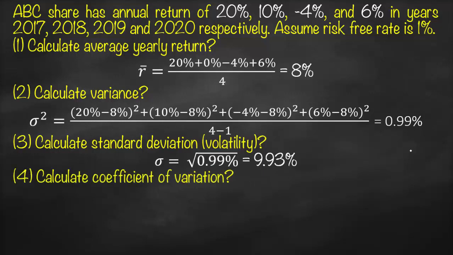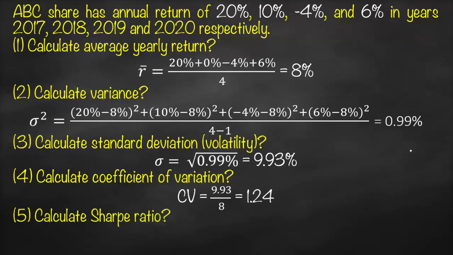The next part of the question is calculate coefficient of variation. The formula of coefficient of variation is risk divided by return. What is the measure of risk here? It's volatility or standard deviation, which is sigma. So it's sigma divided by average return, which is R bar. Therefore, our volatility is 9.93 divided by our average return of 8. Don't put a percentage. So this will give us 1.24. Remember, if we give you two investments, all the time you choose the lowest coefficient of variation. The lower the better for coefficient of variation.